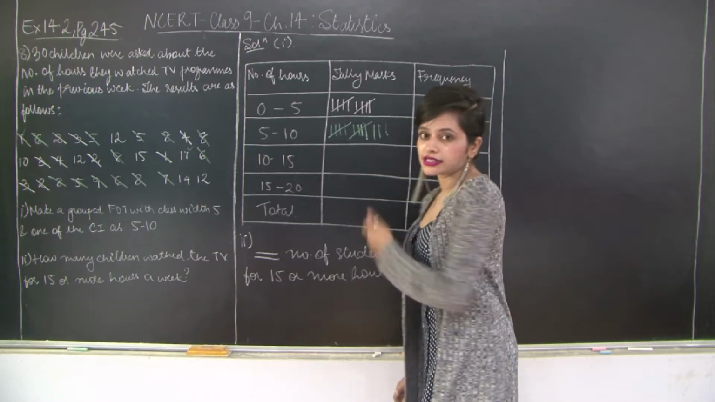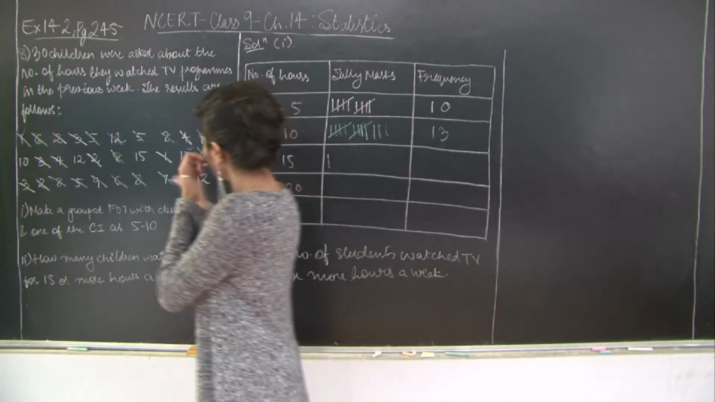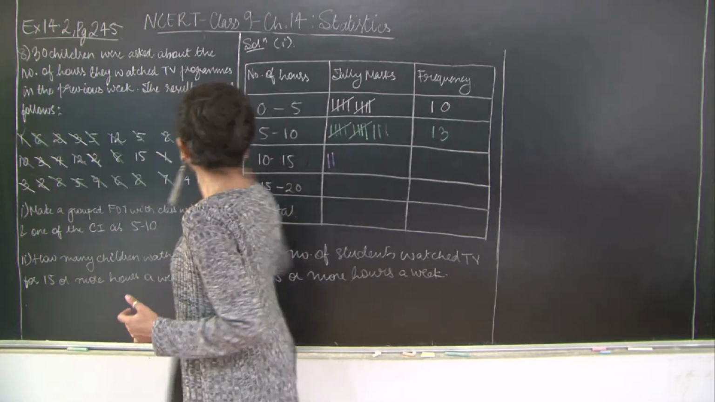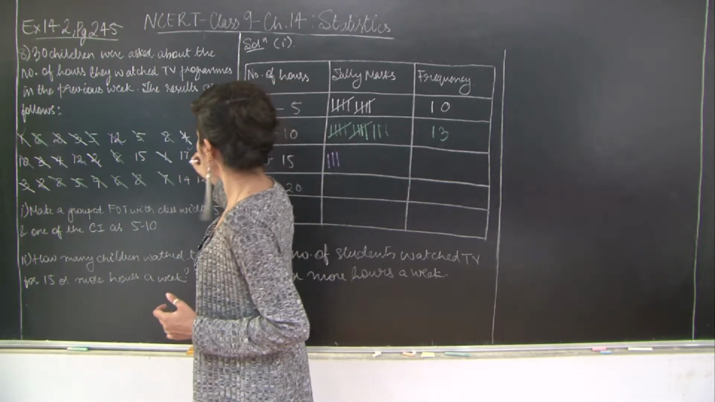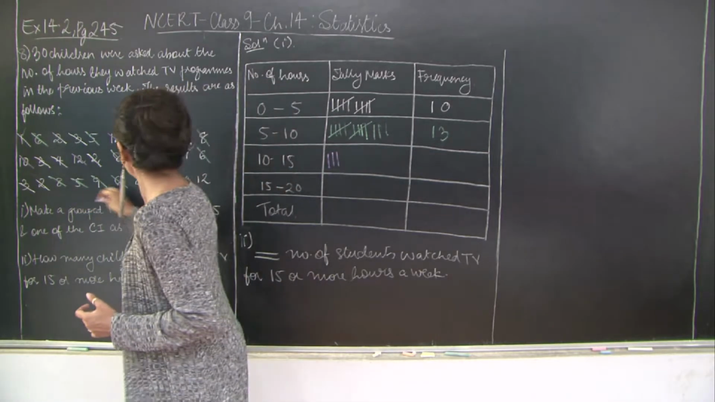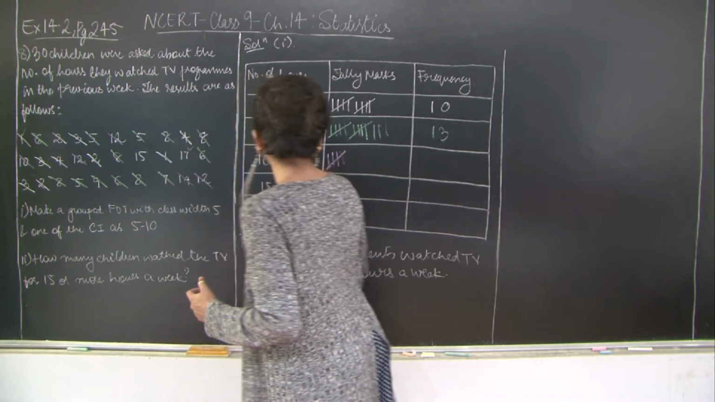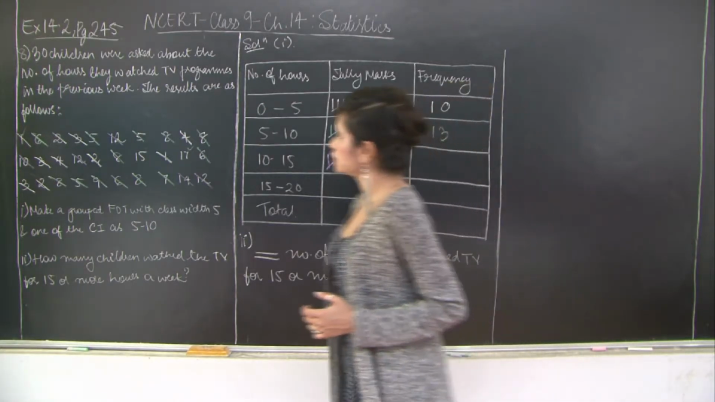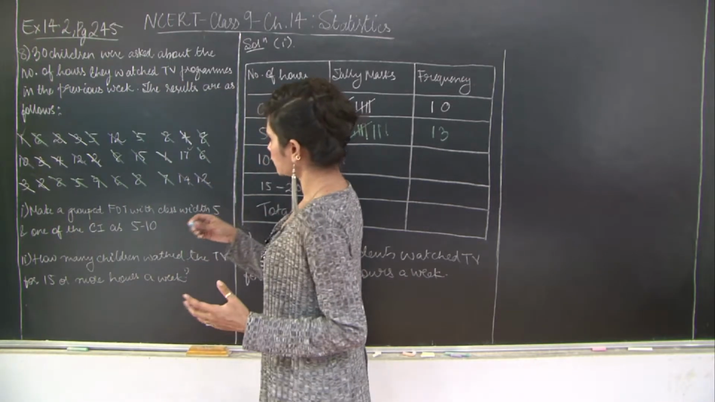Proceeding with class interval 10 to 15. So you have 1, 2, 3. So we are not going to take 15 because we need to take values up to less than 15. So 4 and 5. And finally the last category, that is 15 to 20. So you have 1. Anything else?